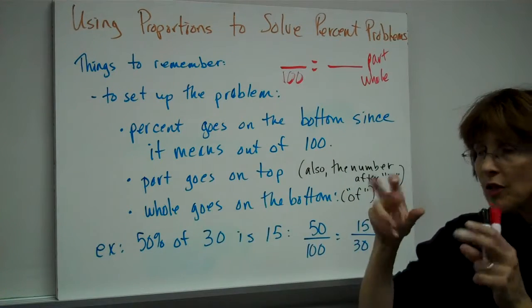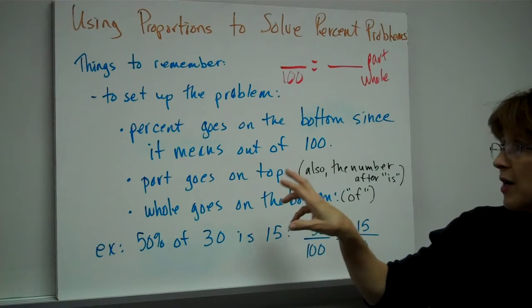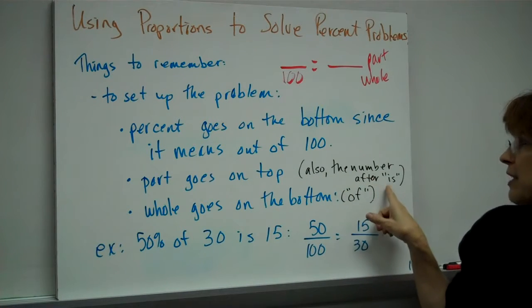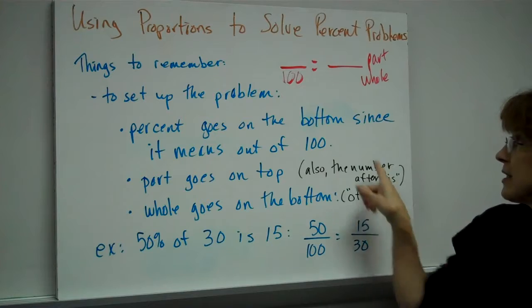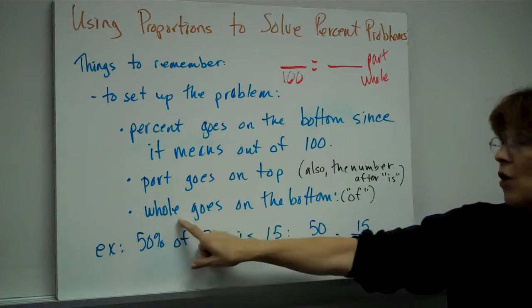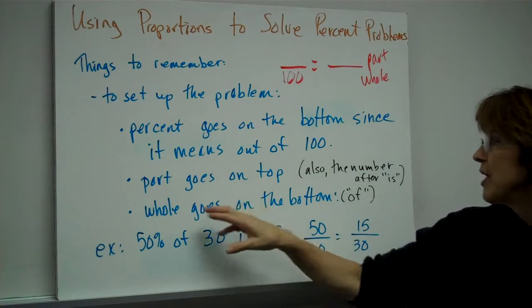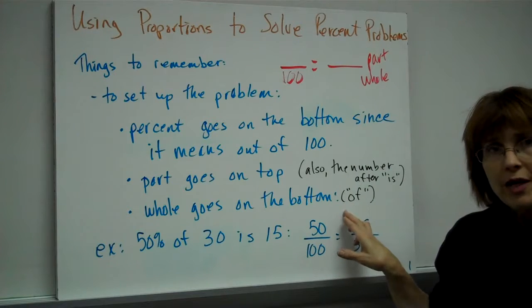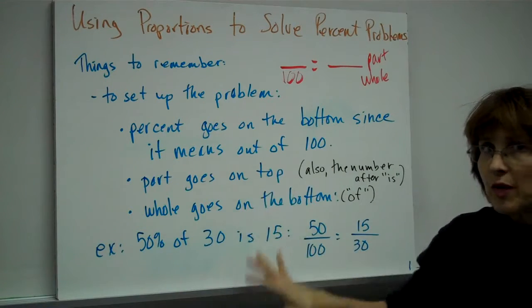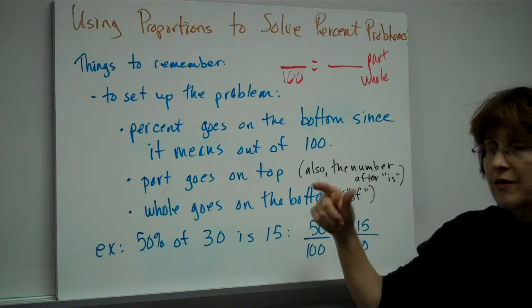Okay, the part that we don't know, or the part that we are given, is also the number that's after the word is. That's going to go on top. And the whole thing, the whole part, goes on the bottom, and that's usually around the word of. You'll understand all this. You don't have to write all this down, because you're going to understand it through the examples.